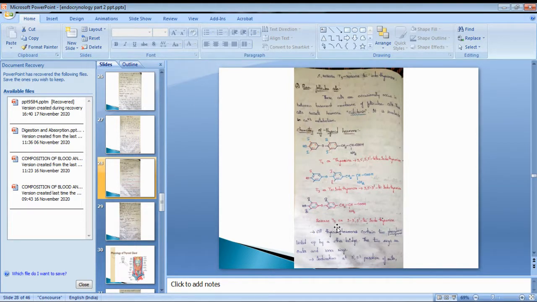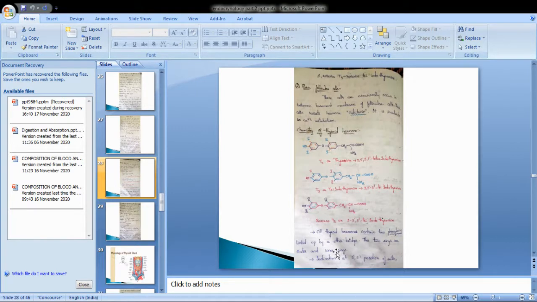Next, let us discuss reverse triiodothyronine. See here, 3,3',5' triiodothyronine. This is the chemical structure of reverse triiodothyronine. All thyroid hormones contain two phenyl rings, linked by an ether bridge.